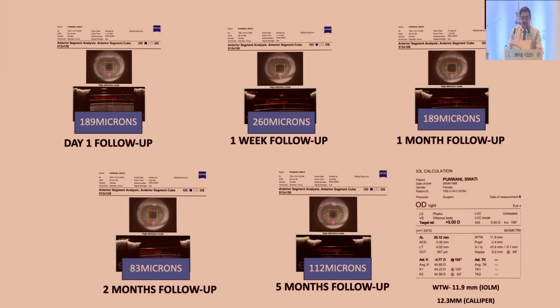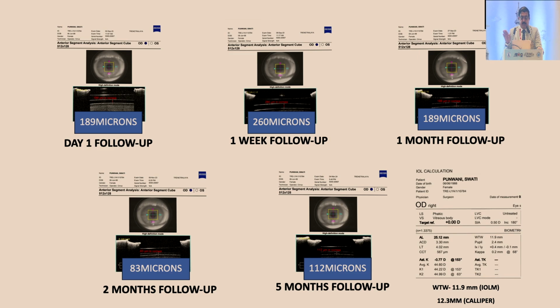Now look at this slide that we come to, the next one, and you can see that we did an ICL, and on day one follow-up it shows 189 microns. When we ask the patient to come back after a week, it shows 260 microns. A month later, again it's 189 microns. 2 months later, it is 83 microns. 5 months follow-up, 112 microns. Same machine, same calibration, at AIOC 2024, and this is a variation that we noted.